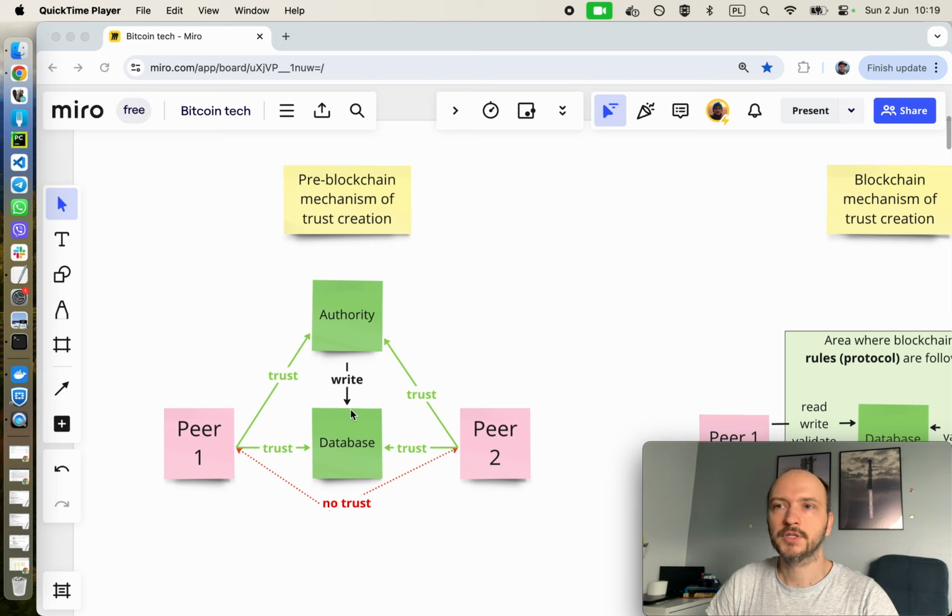And this authority writes some data in the database that the authority controls. And peers trust the database because they trust the authority. So in this case, an authority is needed to produce trust. And peers do not trust each other in such a setup. They can trust, but basically some peers may be attackers, and people may not trust everybody.